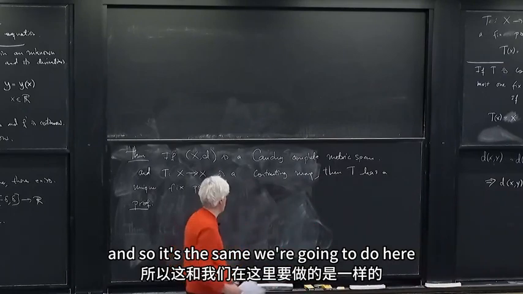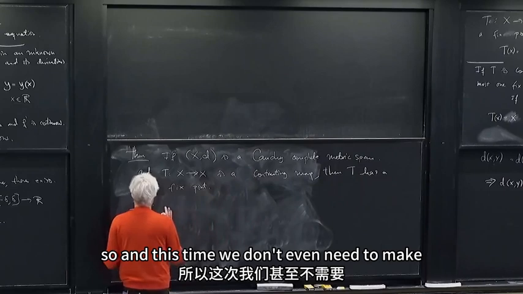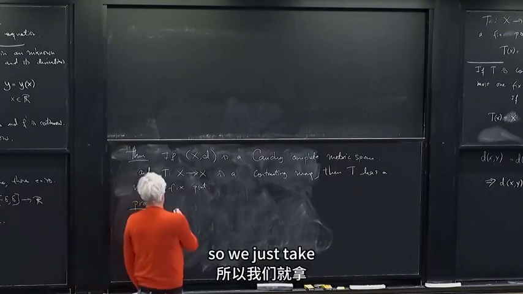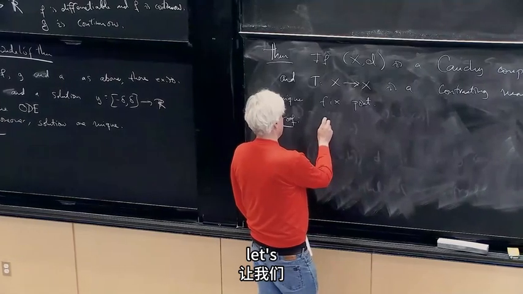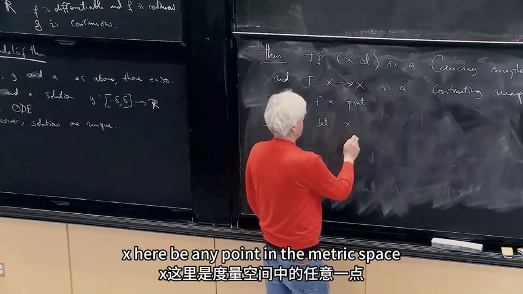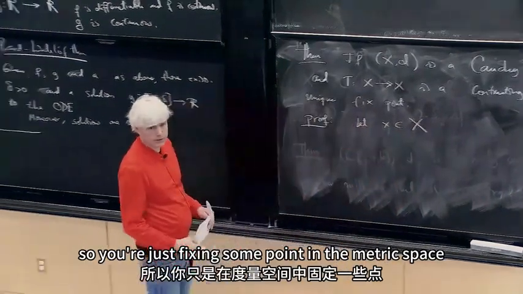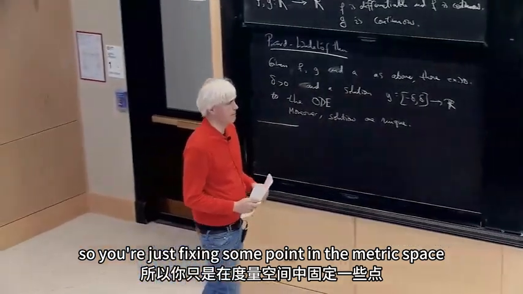And so it's the same we're going to do here. So, and this time we don't even need to make a good choice. So we just take, let X here be any point in the metric space. So you're just fixing some point in the metric space.